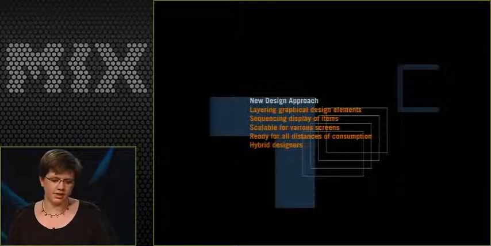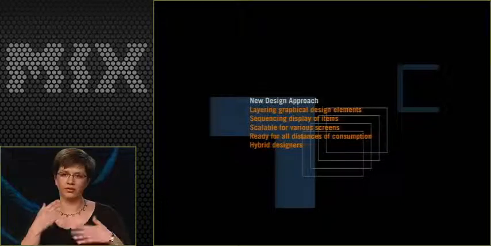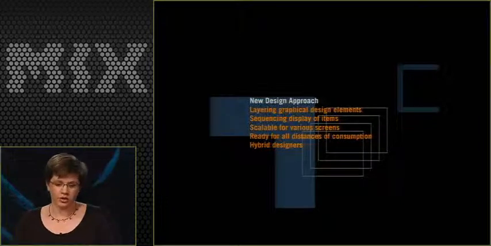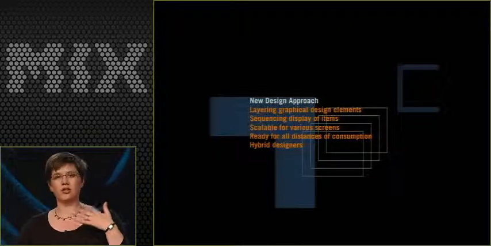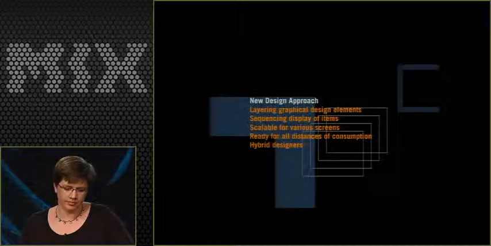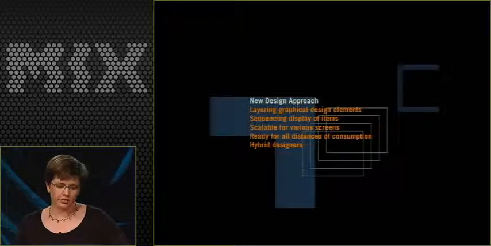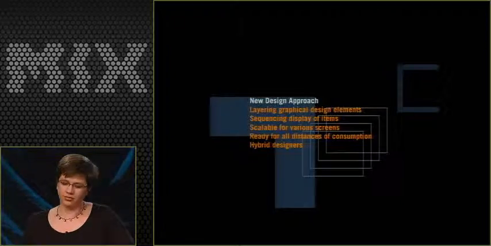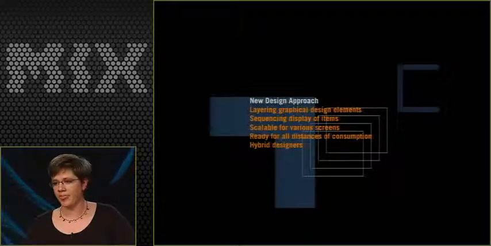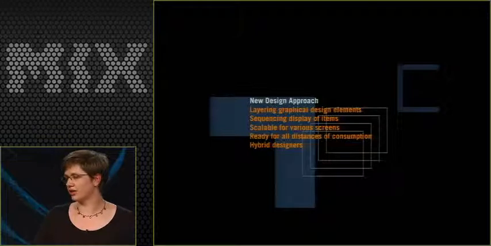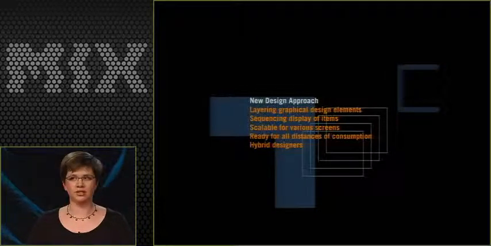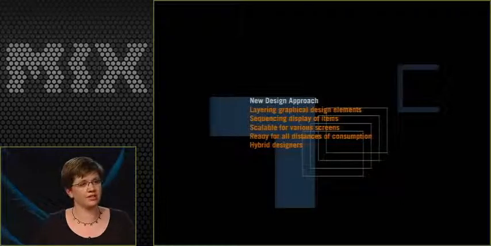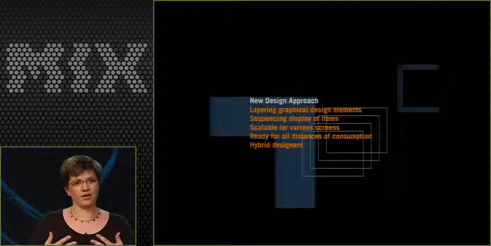A few design details is that you're always going to be layering graphical design elements. You're going to be sequencing the display of particular items. You're going to be scalable for whatever application you're in. You're planning for different distances of consumption. And you're really going to be dealing with a different sort of hybrid design team. And again, this is bringing design and technology together, bringing web designers that are rooted in information design together with broadcast TV designers, so you can get that sort of happy medium.